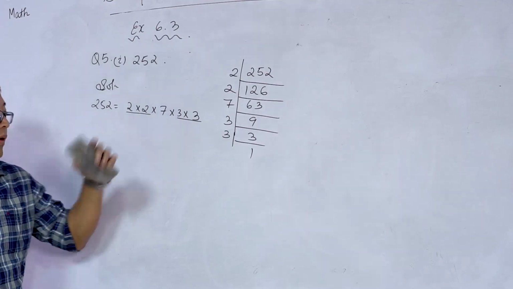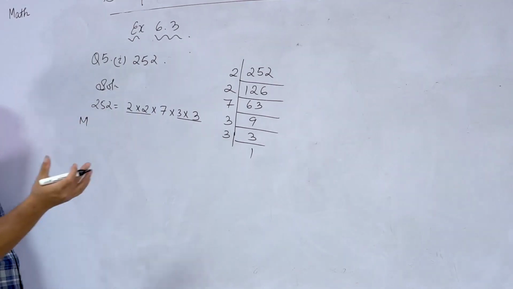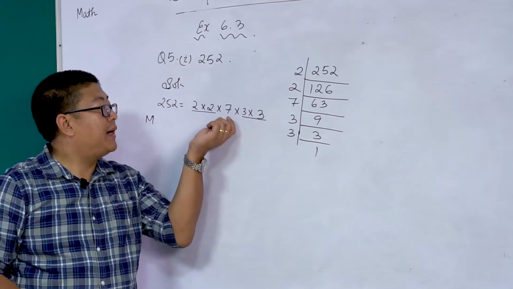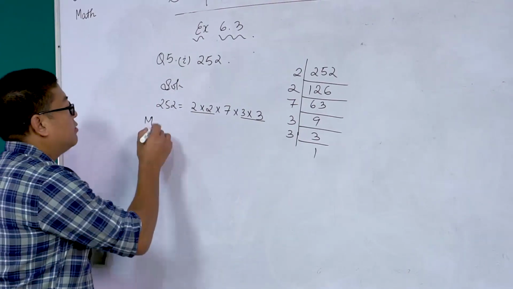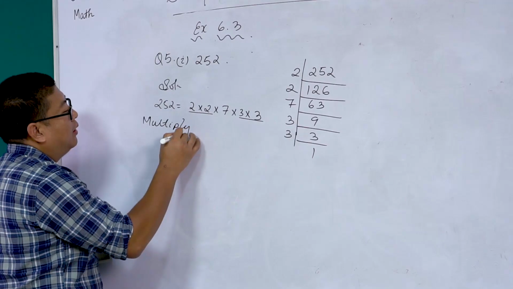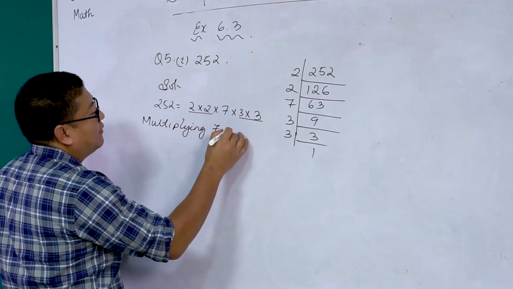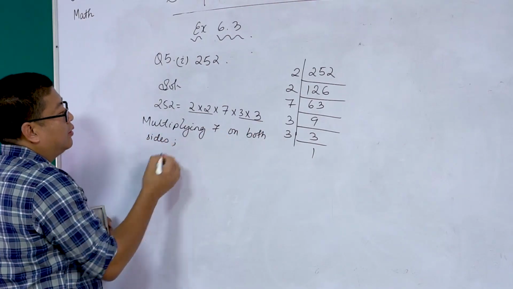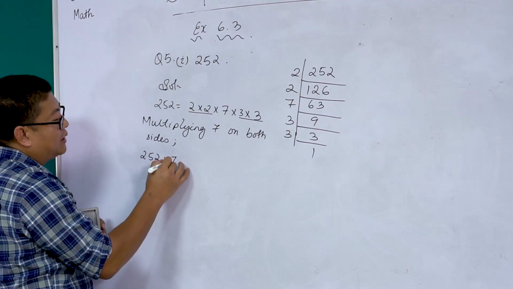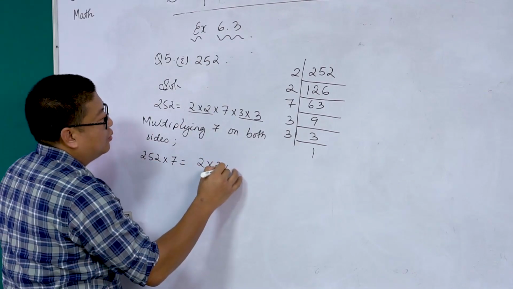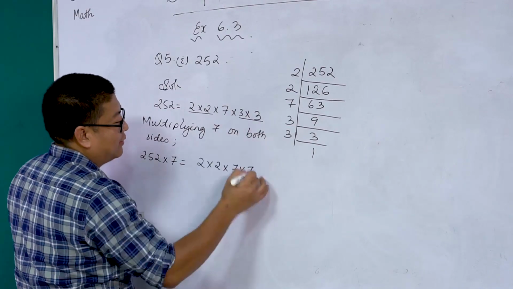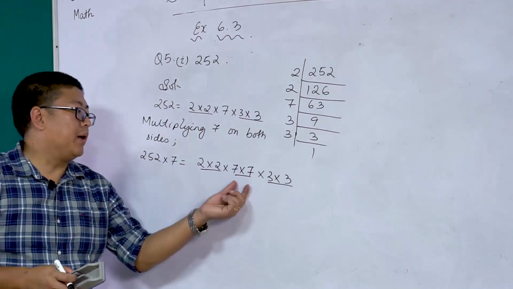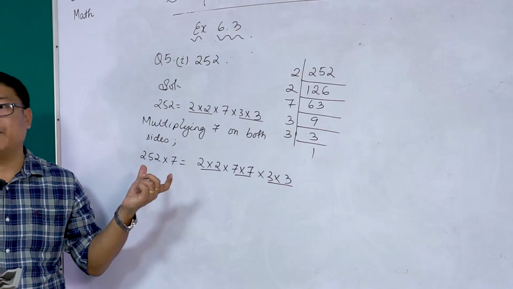No pair in 7. So what we are going to do is we are going to multiply another 7, sorry, not add, to make this 7 a pair. All right. So we are multiplying 7 on both sides. So we get 252 into 7, and here 2 into 2 into 7 into 7, the new 7, and 3 into 3. So pair them up. You are getting all pairs. Now this has become a perfect square.